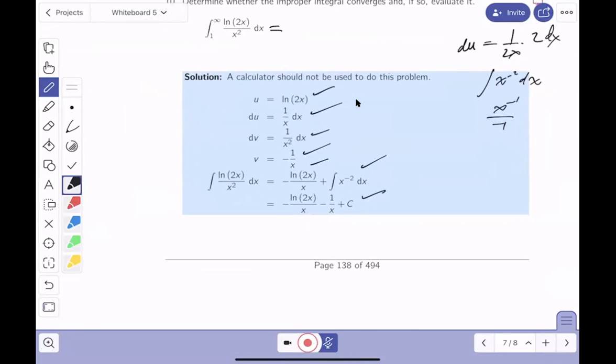Really what we're looking to do is the limit. And where's the trouble? The trouble would be at infinity, so R is going to infinity. And what's that antiderivative going to be? Let's write that down. It's going to be minus the natural log of 2x over x, minus 1 over x, with limits of integration from 1 out to R.